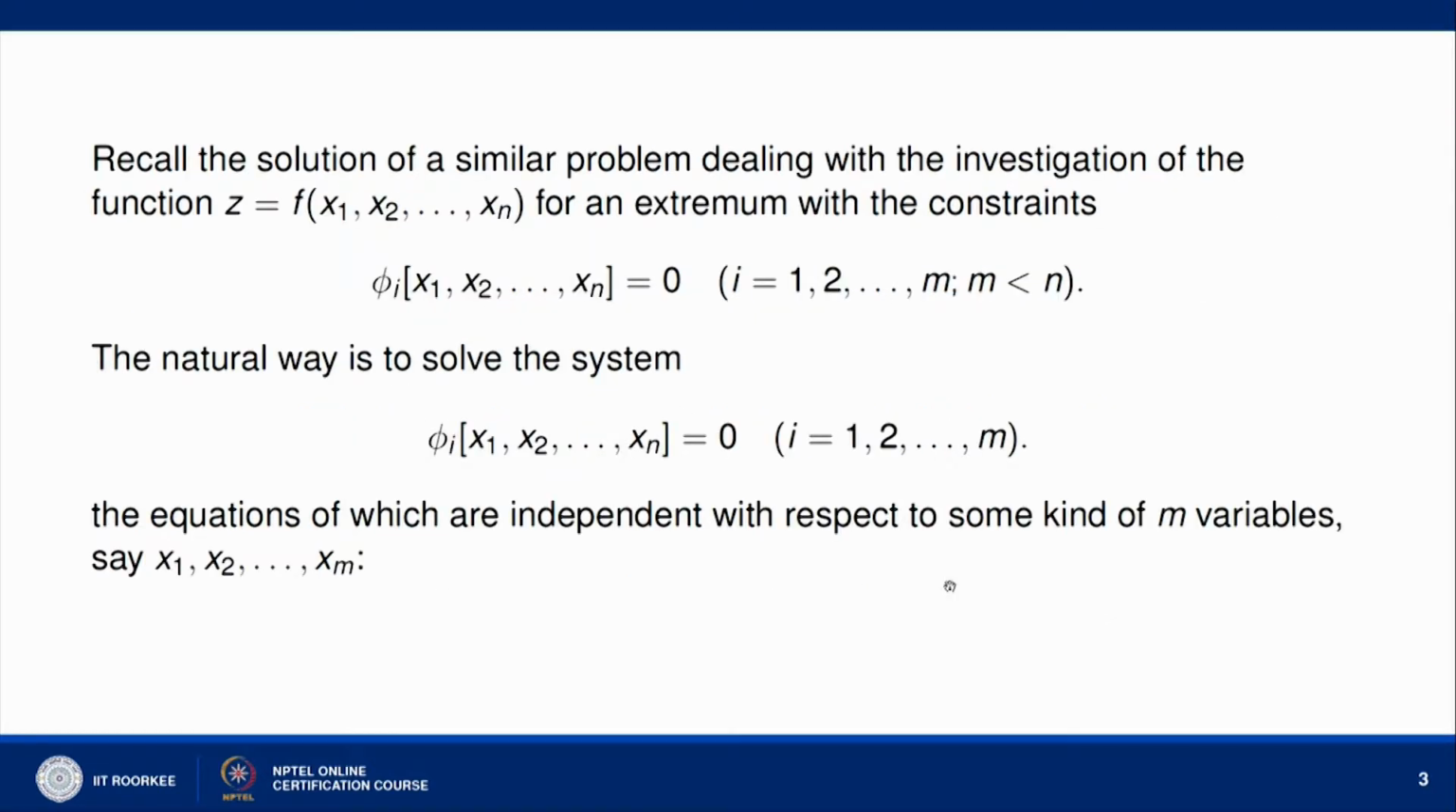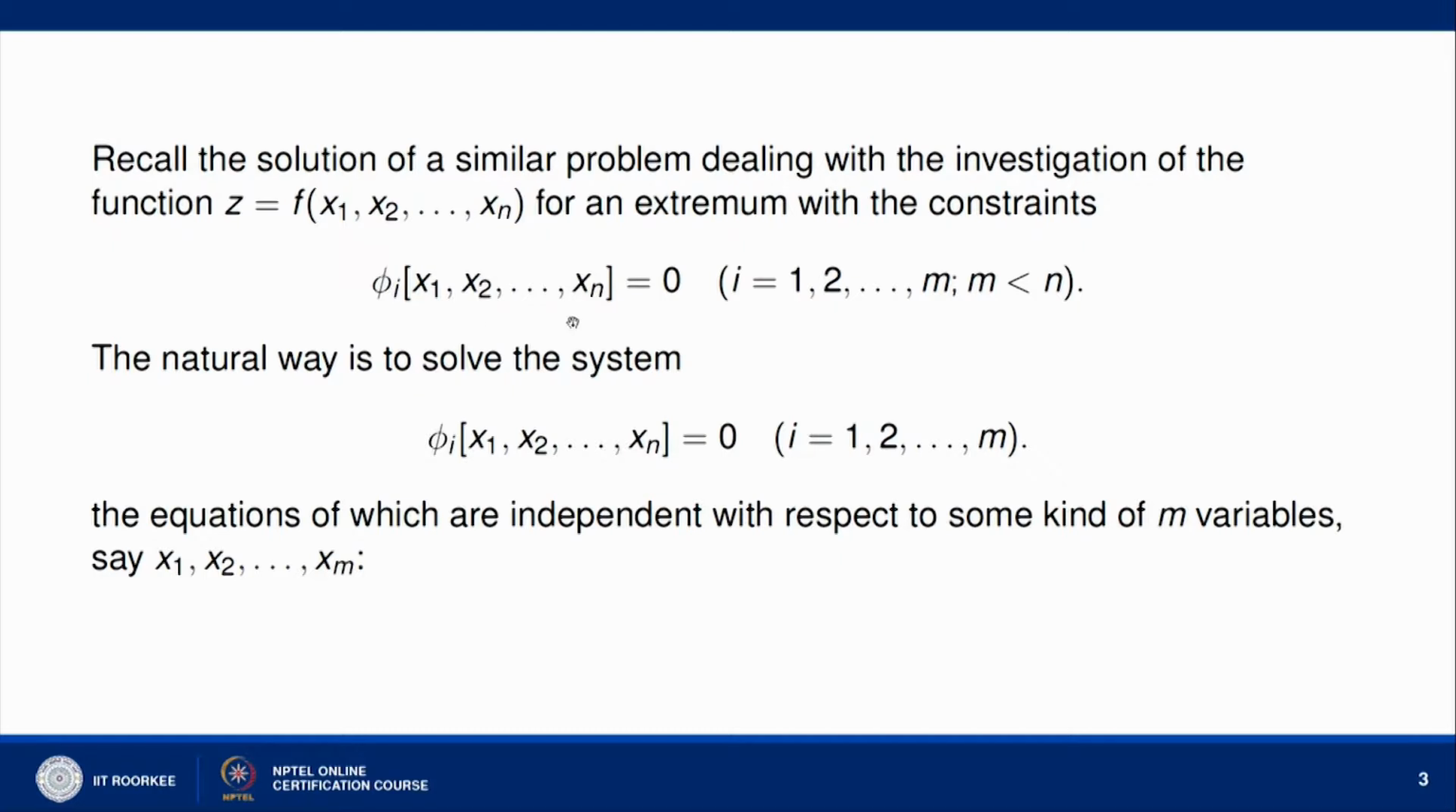To discuss this problem, let us recall a similar problem: we try to find the extremum of the function z equal to f of x1 to xn, where x1 to xn are variables, provided that certain constraints are given, phi i of x1 to xn equal to 0, where i is equal to 1 to m, where m is strictly less than n.